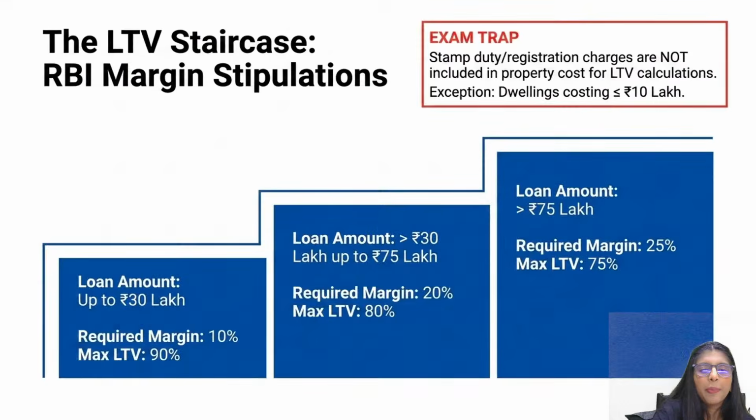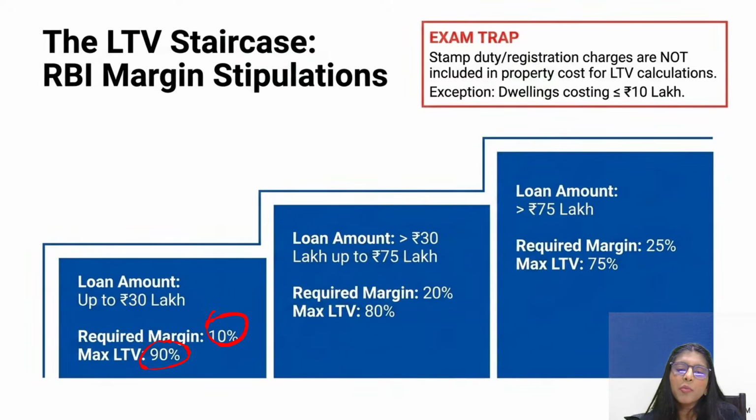RBI margin stipulation. Basically, RBI prescribes the maximum loan limit based on the property value. If the loan amount is up to 30 lakh, then the minimum margin by the borrower is 10%, and 90% is provided by the bank, that is, the loan by the bank.